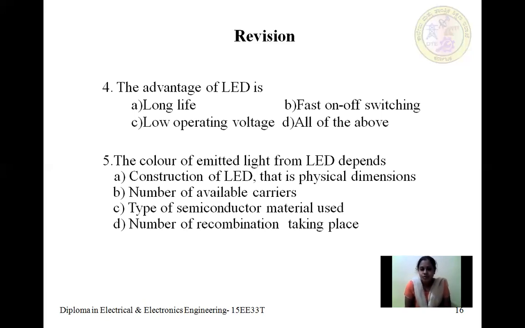Next, moving on to question number 5. The color of the emitted light from LED depends on what? Normally the color of the emitted light depends upon the type of the semiconductor material used. The answer is option C, type of semiconductor material used.